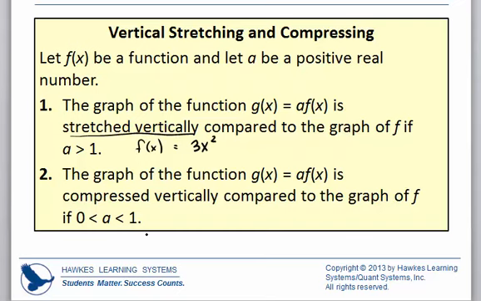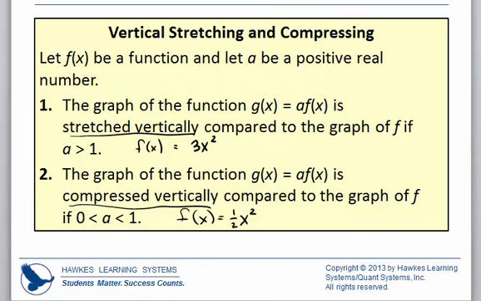The second point says the graph of the function g of x is equal to a times f of x is compressed vertically compared to the graph of f if the a value is in between 0 and 1. So again, if we have the x squared function and we multiply a number on the front of the function, and that number is in between 0 and 1, like say a half, then that is going to cause the graph to compress vertically.